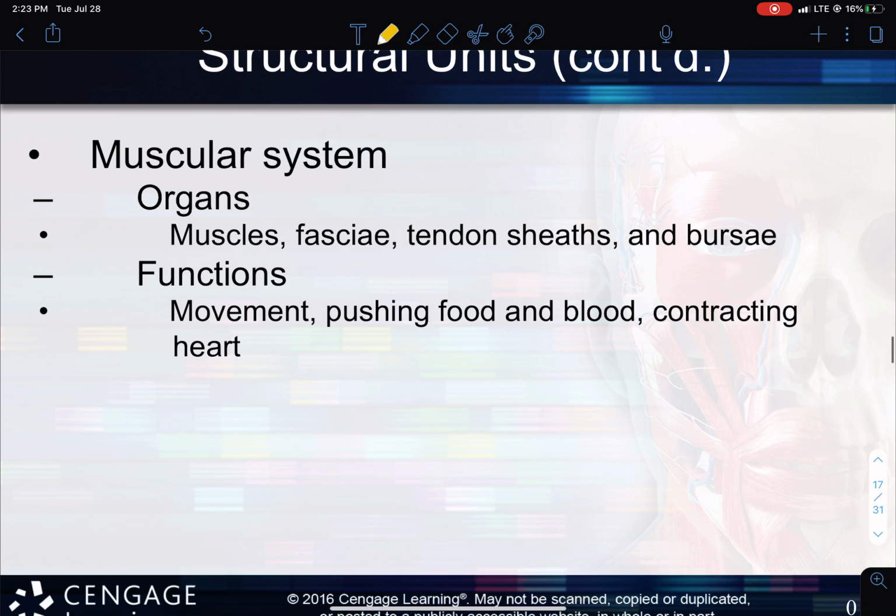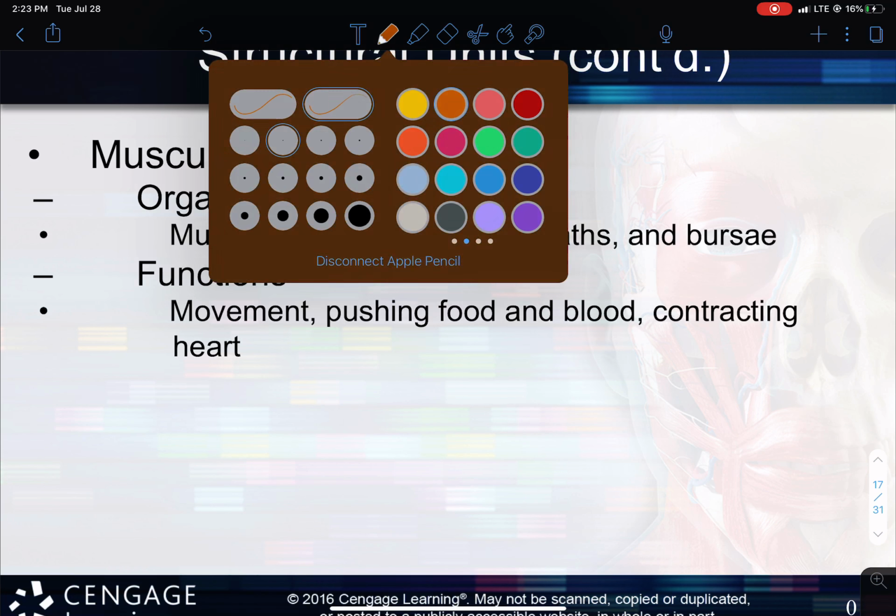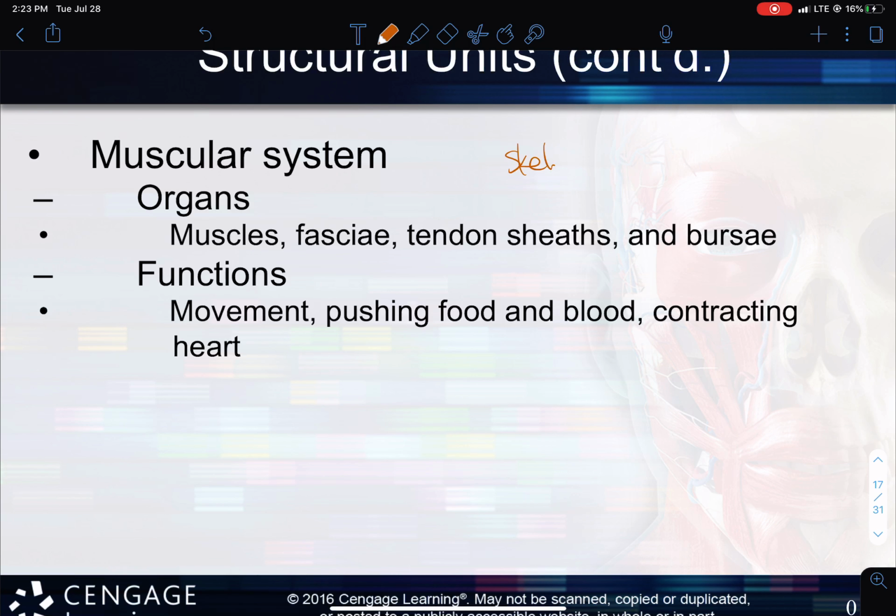Next body system is the muscular system, which I kind of already introduced with the previous system. Typically, whenever people talk about both systems together, they call it the skeletal muscular system.